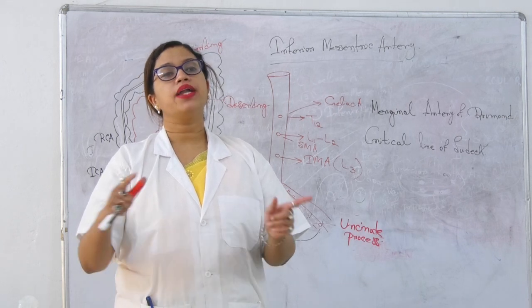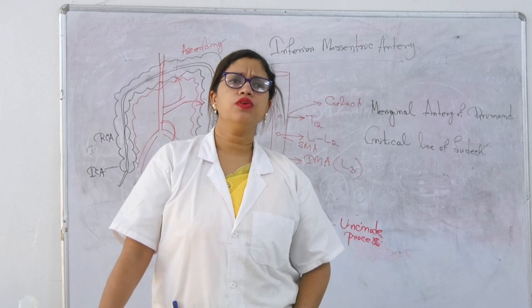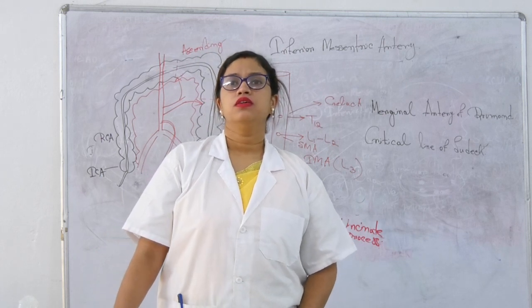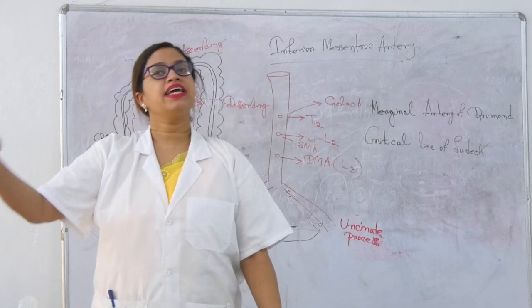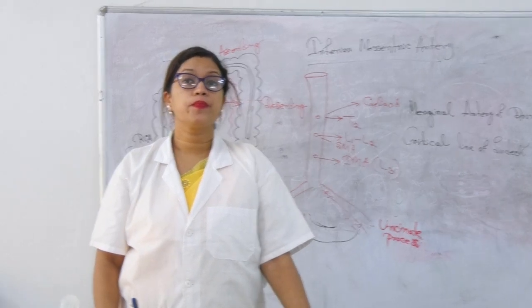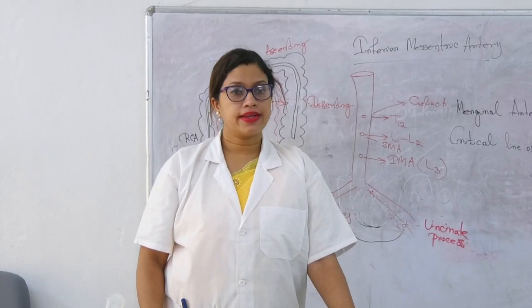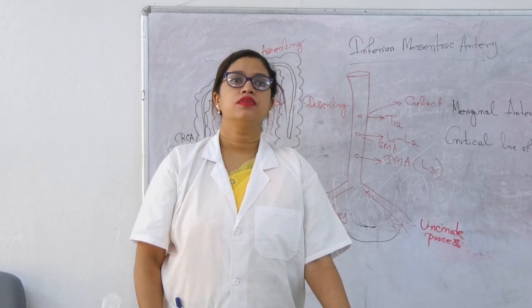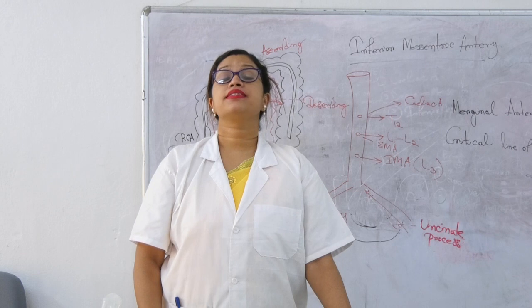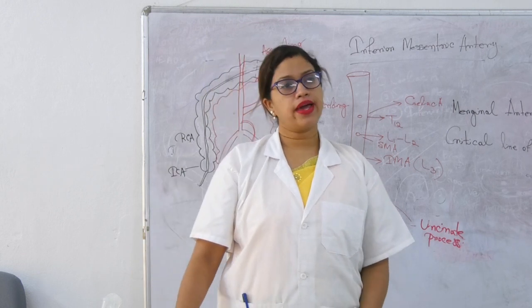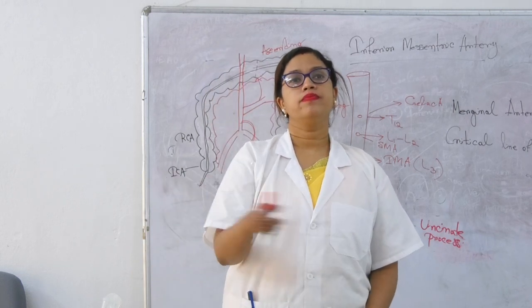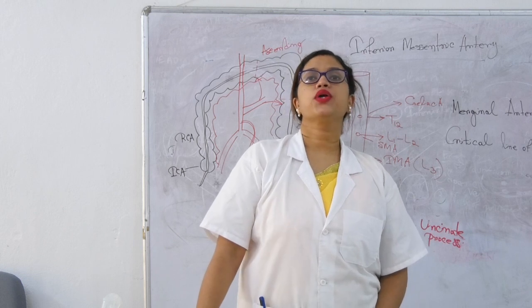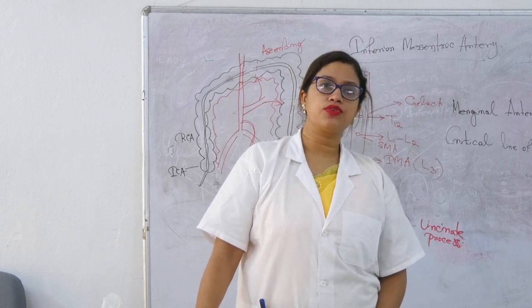Who forms the boundary of the Hesselbach triangle? Very easy, tell me. How many are there on the medial side? Which muscle? Rectus abdominis. The rectus abdominis. On the lateral side? The inferior epigastric vessels. Okay? And this one is bounded below by the inguinal ligament. So this is the Hesselbach triangle.